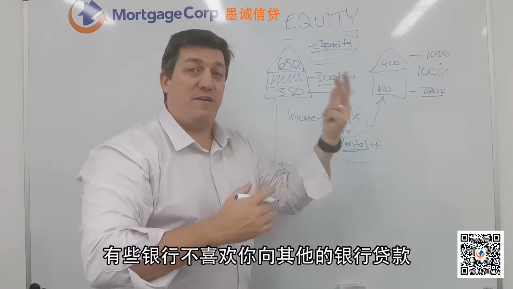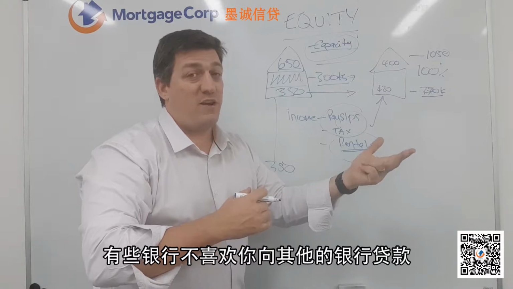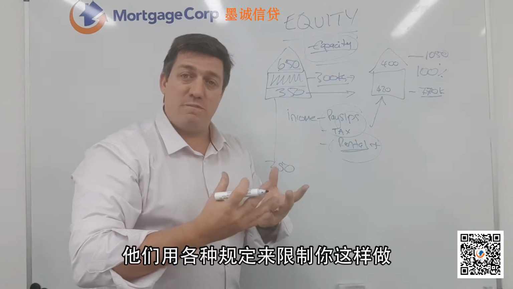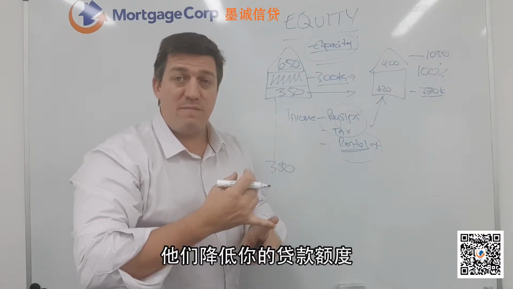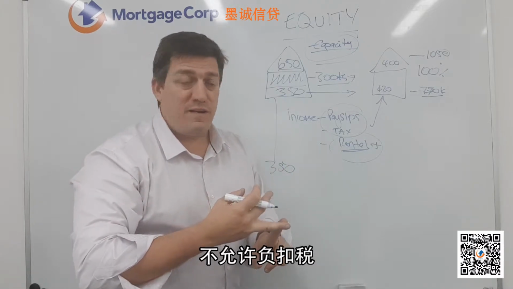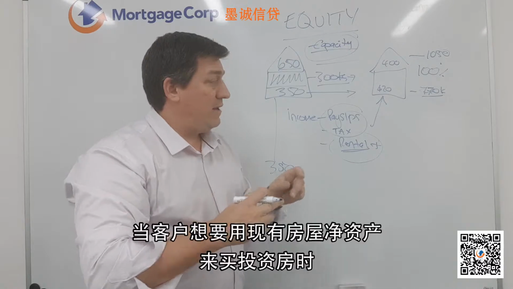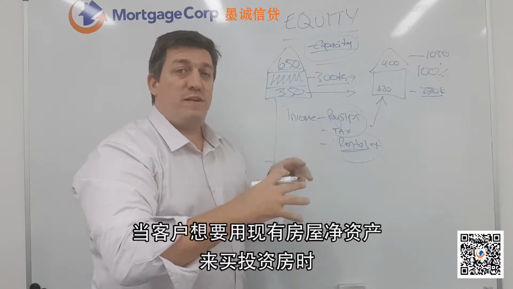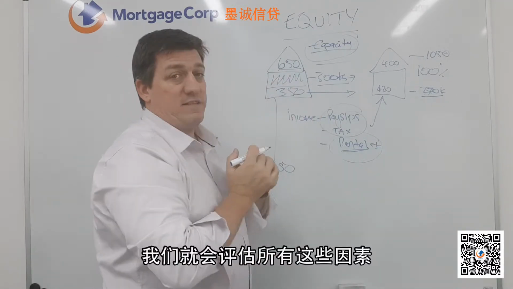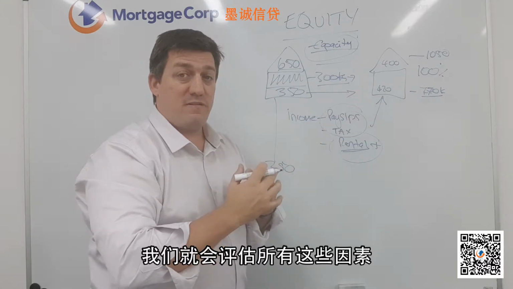Some banks don't like you having lending with other banks, and it's not that they don't like it. They actually have rules in place. They put buffers on repayments. They don't use negative gearing. They only use potential rent at 75 or 80%. And all of these factors will be assessed when trying to access equity in an existing property when purchasing another investment.